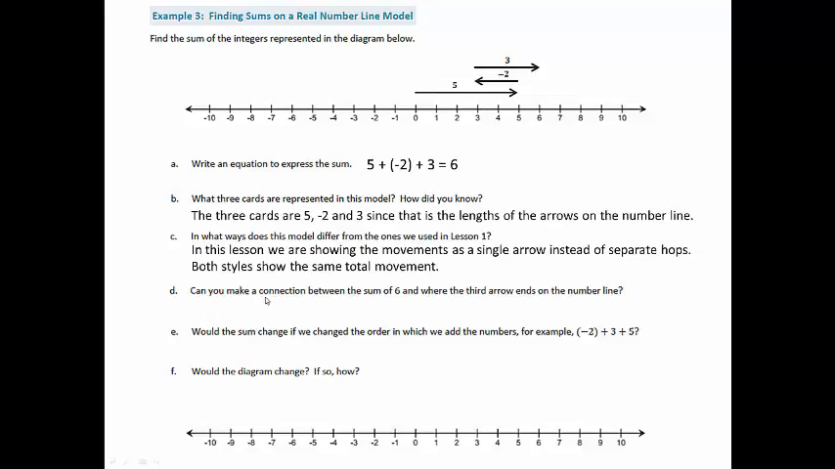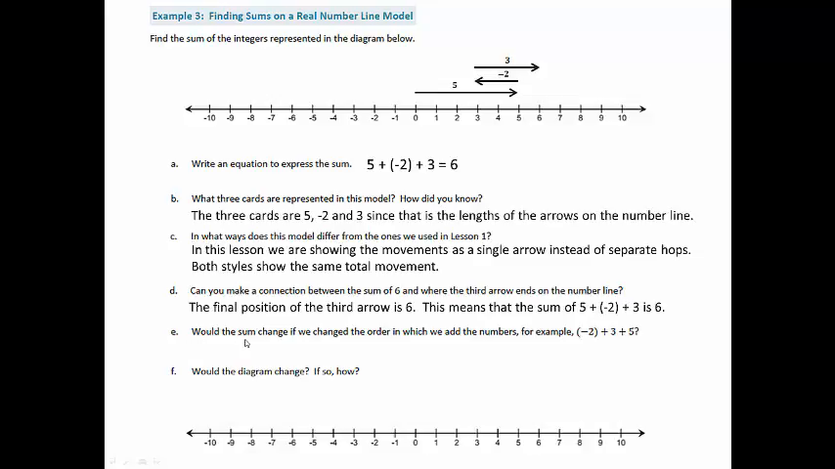Question D asks, can you make a connection between the sum of 6 and where the third arrow ends on the number line? 5 plus negative 2 plus 3 equals 6, and on the number line, the last arrow ends at 6. So the final position of the third arrow is 6. This means that the sum of 5 plus negative 2 plus 3 is 6.